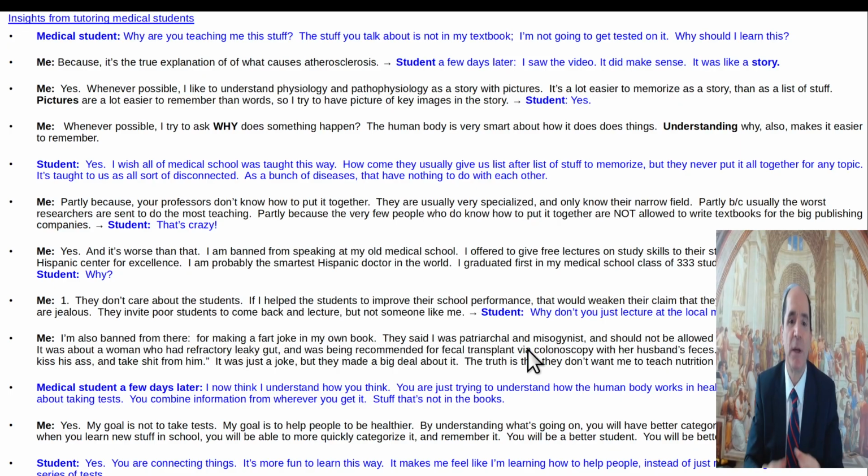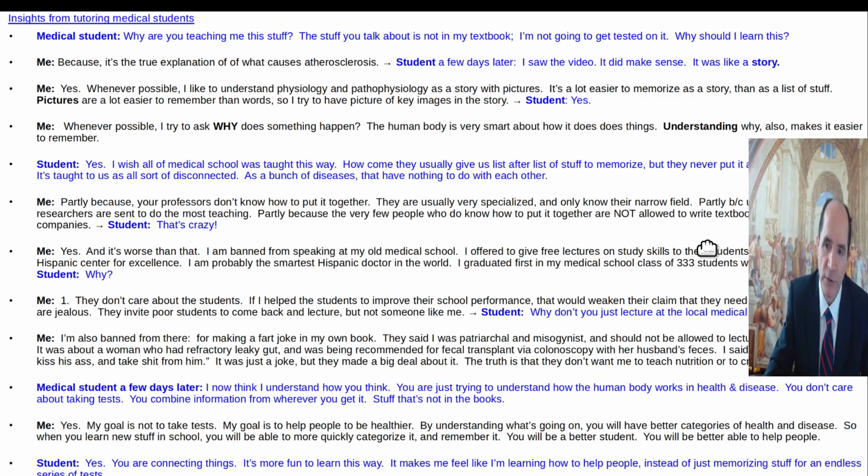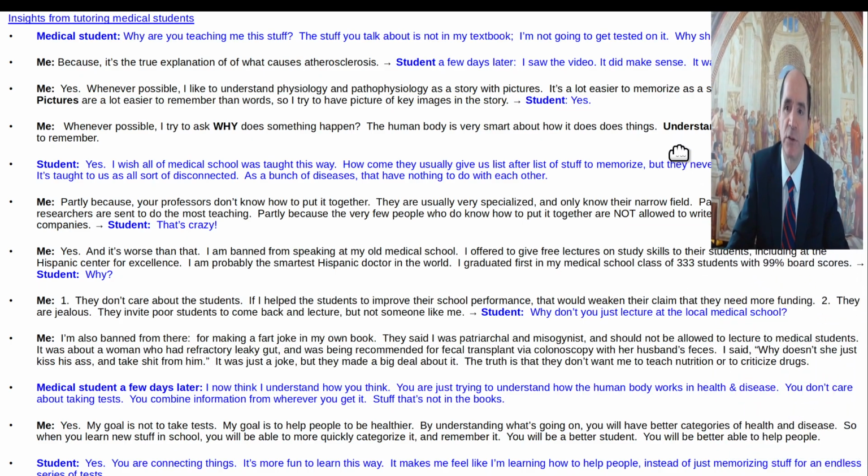It's also partly because the very few people who actually do know a lot and are able to put it together, they're never allowed to write medical textbooks at the big publishing companies. This stuff does not get in the book. It never gets in the books. Okay, there's a couple reasons for that, but the big one is they don't want the students to learn it.